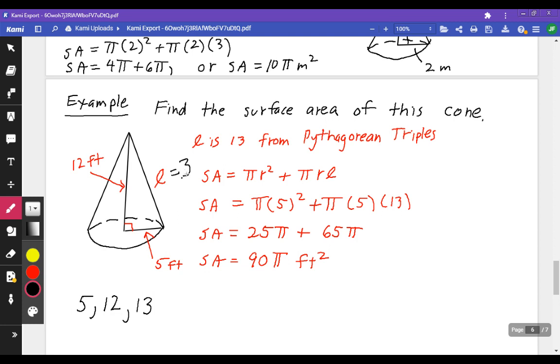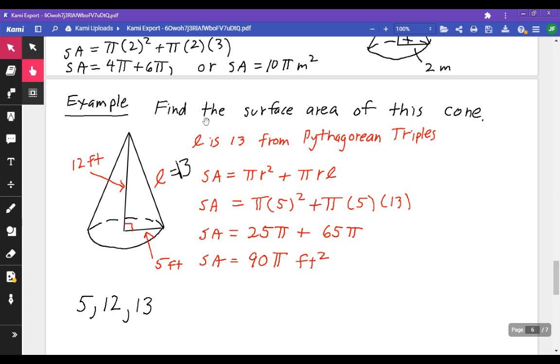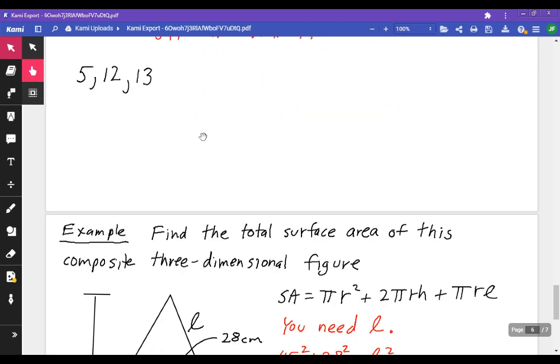I meant 13 there, not 3. Let's get that 13 in there. There we go. So we got 25 pi plus 65 pi gives 90 pi. So 90 pi square feet would be the total surface area of that cone. So really, again, it's just like we've seen pretty much all year, where you've got a formula, you just have to find the numbers for that formula, plug them in, and you'll be able to get the correct surface area or volume or whatever you're calculating.